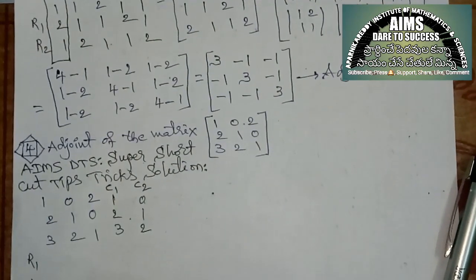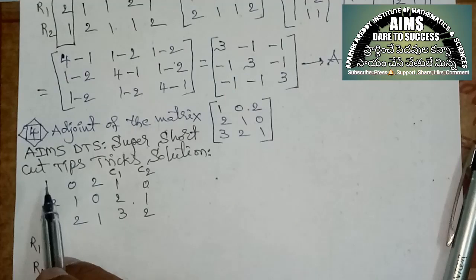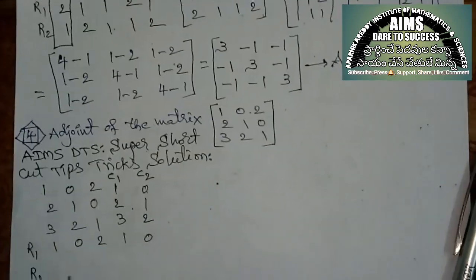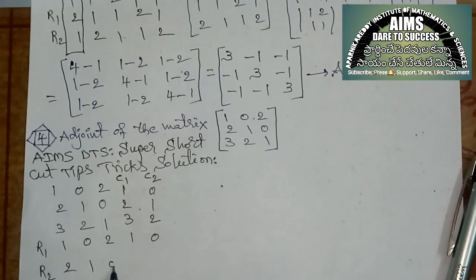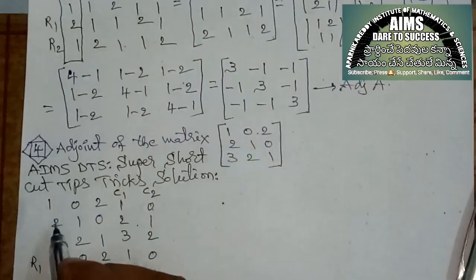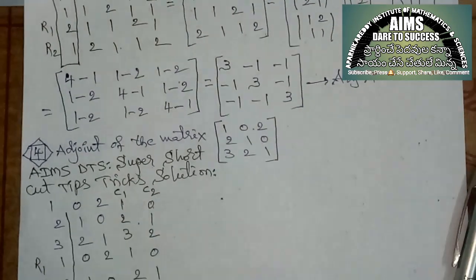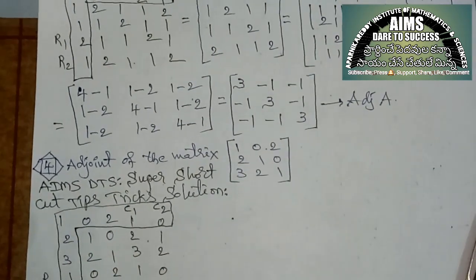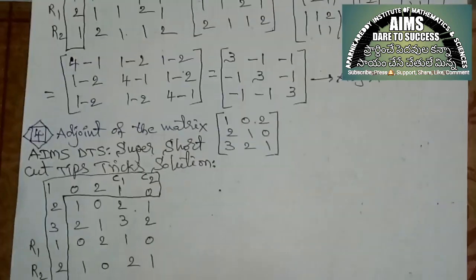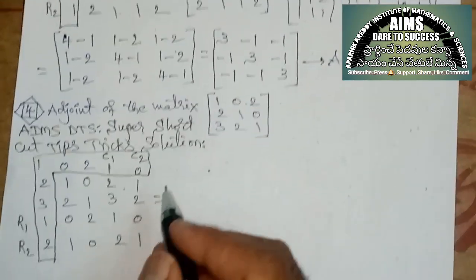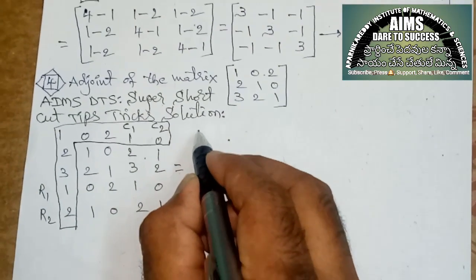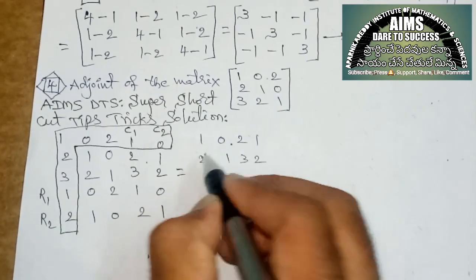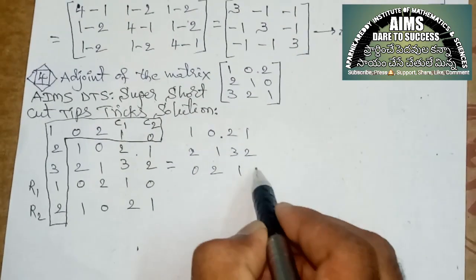After that, from that above matrix R1 R2 copy paste. Row 1 is 1 0 2 1 0. Row 2 2 1 0 2 1. After writing this complete part, you can remove column 1 and row 1. After removing this, you have to get order 4 by 4 matrix, that is 1 0 2 1 2 1 3 2. Next 0 2 1 0.